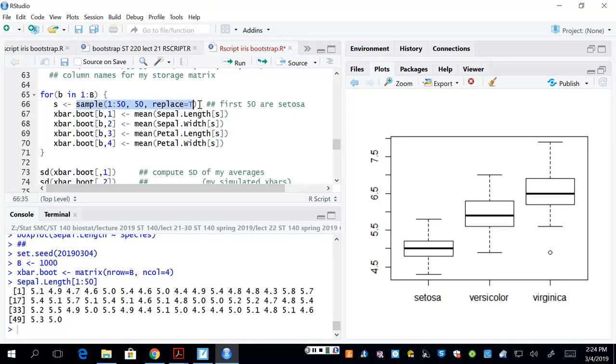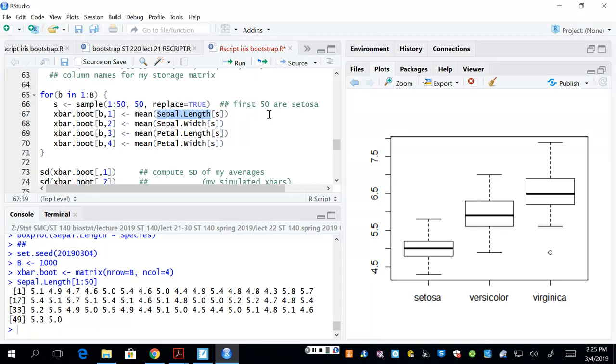So this thing here samples from the numbers 1 through 50, 50 times, with replacement, T or true. It reads it the same way. So S is going to indicate which rows are in my bootstrap sample. And then I'm going to take my sepal lengths and take those. There might be some duplicates.